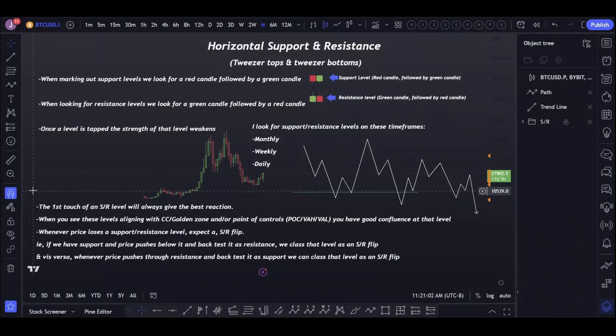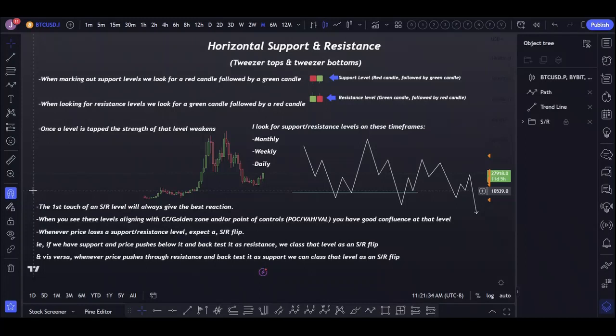When you see these levels aligning with a CC, which is a golden zone, and or a point of control, a value area high or a value area low, you have good confluence at that level, and that should be considered as a level of interest to either long or short, depending on if it's above or below you. Okay, and then of course the more confluences you have around a level, the stronger that area is going to be. Whenever price loses a support/resistance level, expect a SR flip.